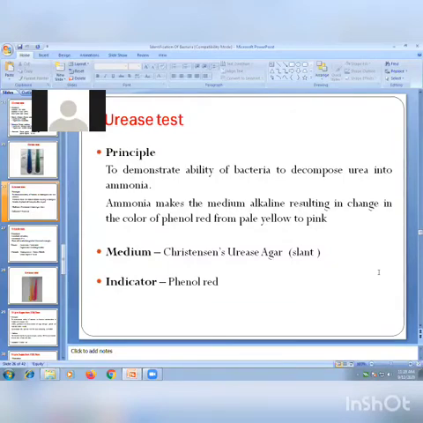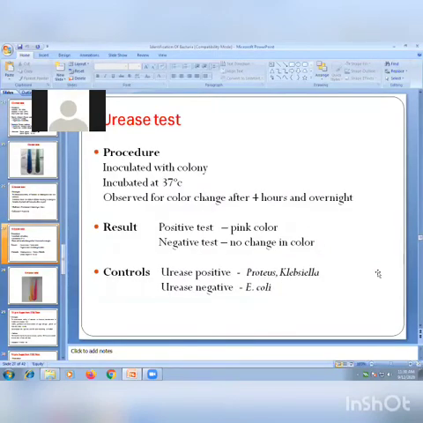For the name of the medium, you write Christensen's urease medium, Christensen's urease agar. Slant, and indicator phenol red. Procedure: inoculate with colony, incubate at 37 degrees centigrade, observe for color change after 4 hours and overnight. Positive test, pink color; negative test, no change in color. Urease positive organisms: Proteus and Klebsiella. Urease negative: E. coli.